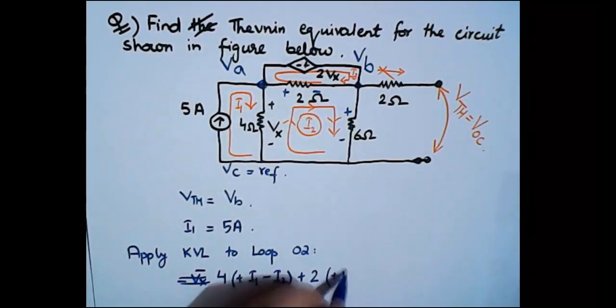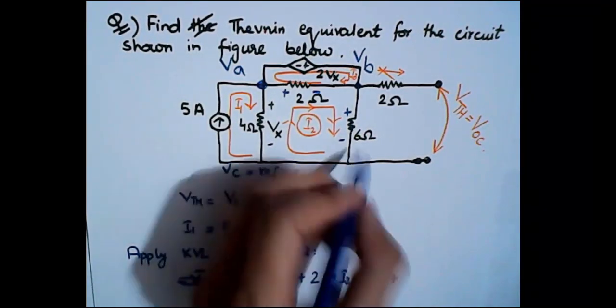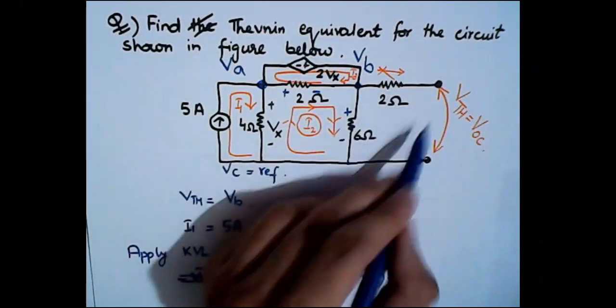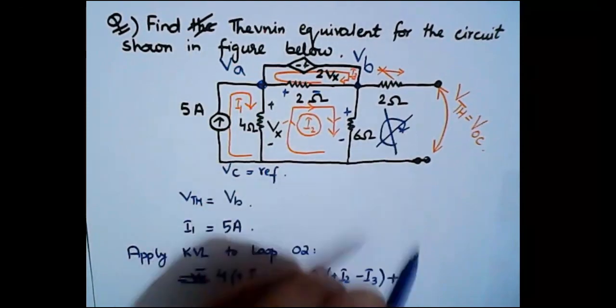So it will be plus I2 minus I3 is equal to, plus, this is not a loop, right? Because this is not a closed path. Always remember it, right?